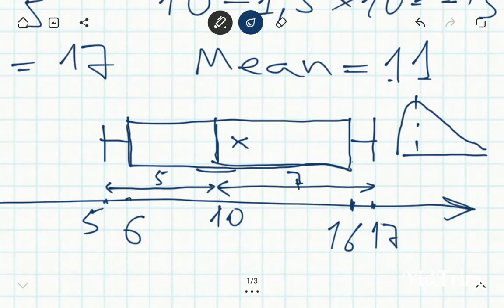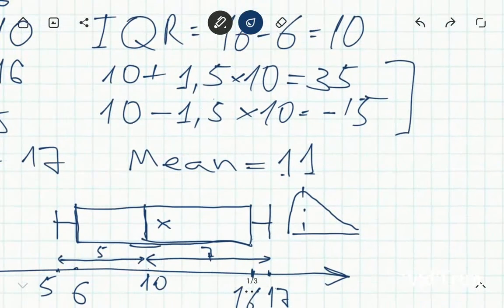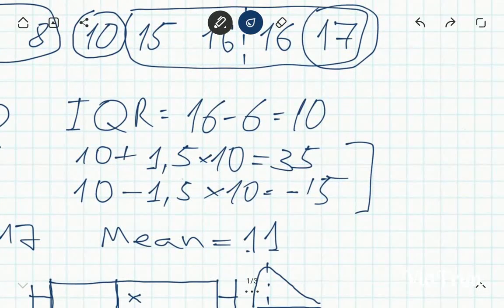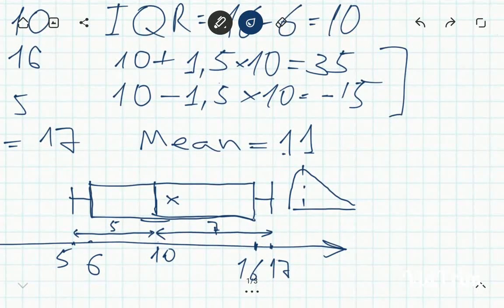Well, that's all in fact. Just for the sake of clarity, what should happen if our last number was not 17? Let me go back to our numbers. Yeah, they are here. What if it was something like 40? 40 is more than the boundary, so 40 will be outside the boundary. What you will do is stretch this whisker all the way to the boundary, and then put a dot outside where 40 should be. And that will tell you that 40 is an outlier, that it does not comply to the general rules of this data.